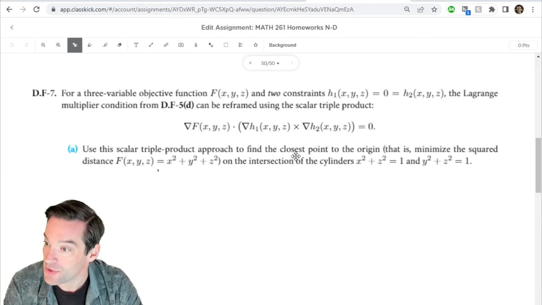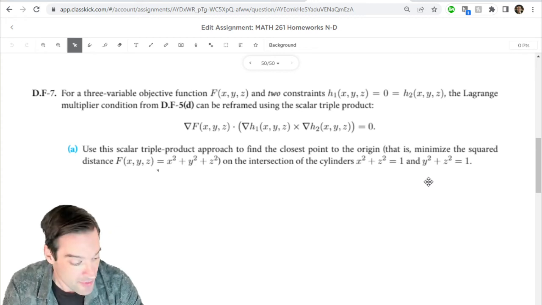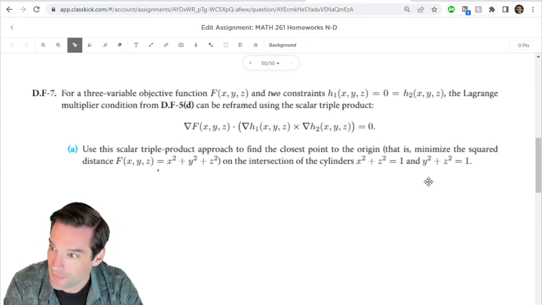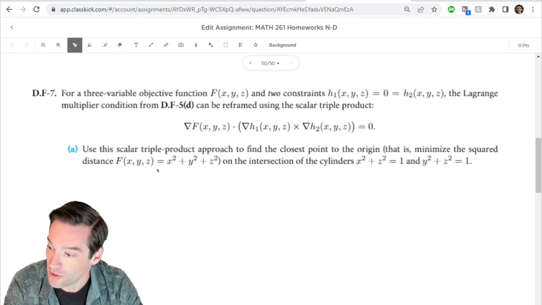We can use this approach to optimize, so find the minimum value of the objective function x squared plus y squared plus z squared on the intersection of the cylinders x squared plus z squared equals 1 and y squared plus z squared equals 1. I think there was a question about this computation in the Discord also, but let me check in with you. Where are you getting stuck on this piece?